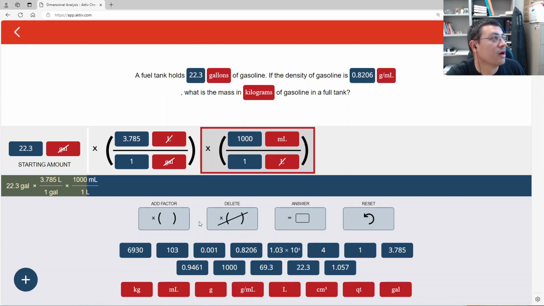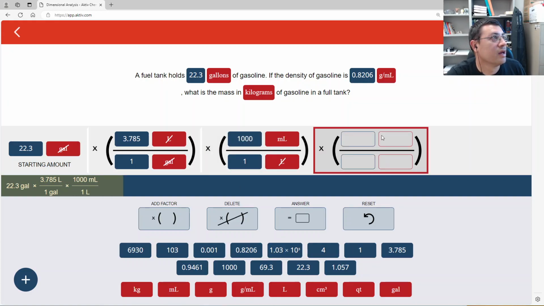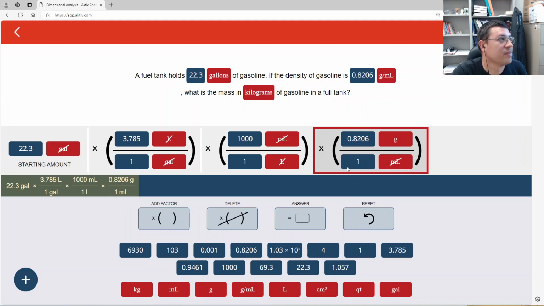1,000. All right. Add a new factor, and now I want to go from milliliters to liters, or excuse me, milliliters to grams. Okay. And when they have ratio units, like grams over milliliters, if I go like that, it'll just put it like that. If I put it at the bottom, then it would put the milliliters at the top. All right, you can see that doesn't cancel. All right, the 0.8206 is tied with the grams. Put a 1 there. All right.